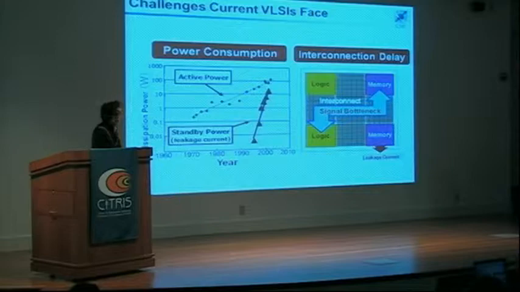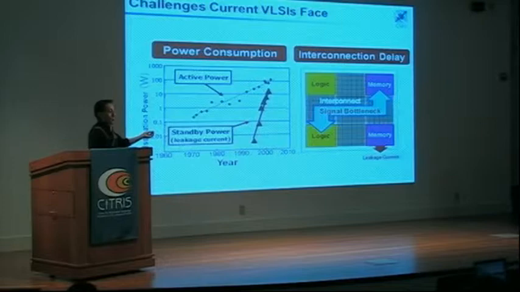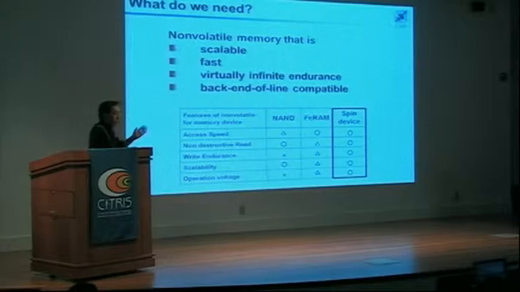And besides, memories are all volatile. So in order to keep the information there, we have to keep the voltage on or power source on. And it leaks, and it results in power consumption. So we would like to do something about it. Our approach is to use non-volatile memory together with logic.